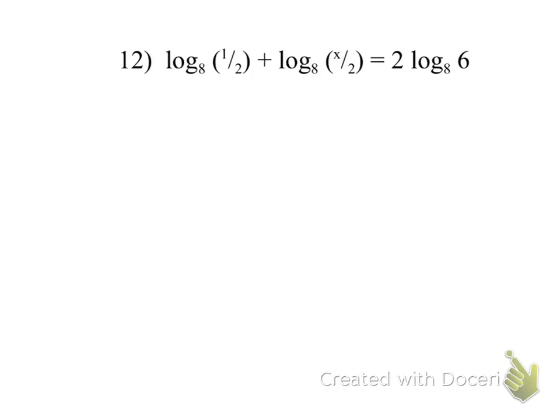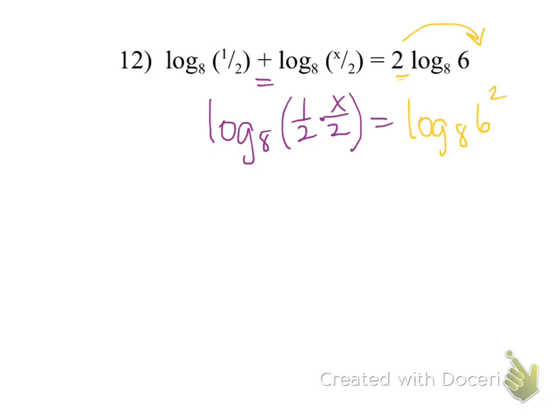Now we're going to skip to number 12. And for some reason people see fractions and they get intimidated, and there's really not anything to be intimidated about. On the left-hand side, really all we've got going on is the addition of two logs. So we can rewrite this as the product of each of those logs. And on the right-hand side, all we've got going on is the number that's being multiplied by the log. So again, we've got the product of 1 over 2 times x over 2. And we're going to bring that exponent up in front. So we've got the log of 6 squared.